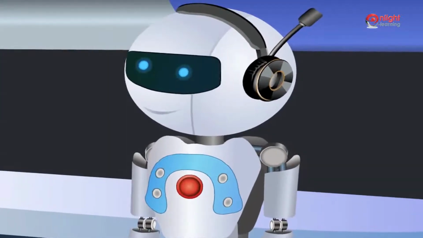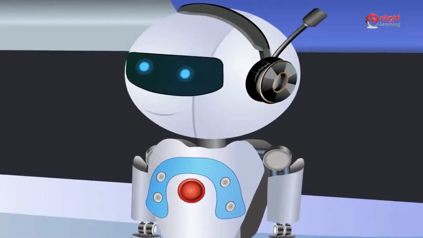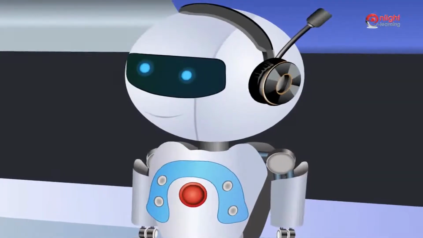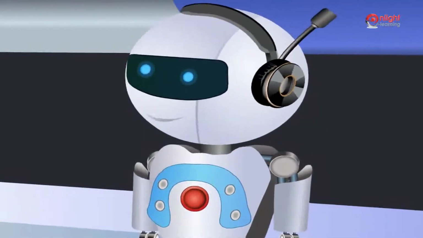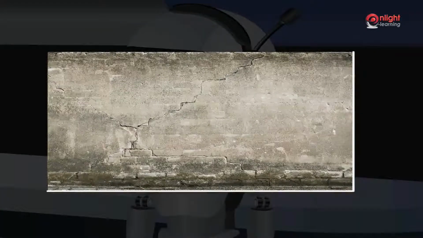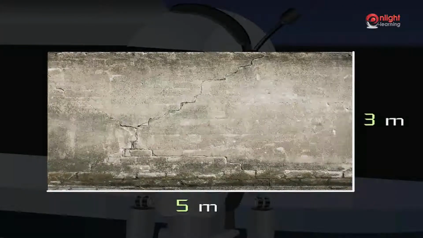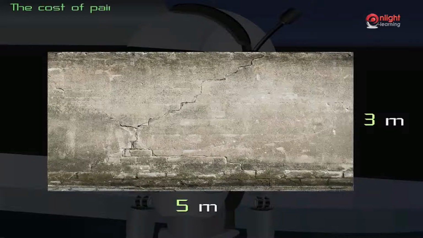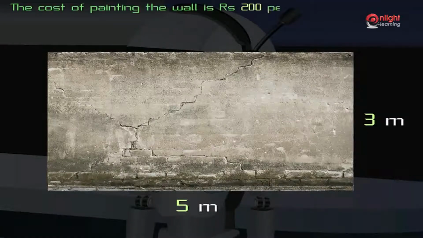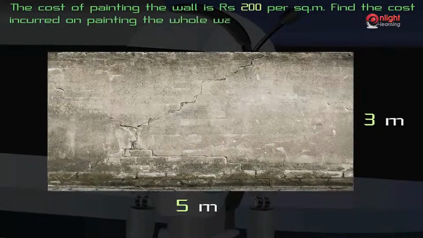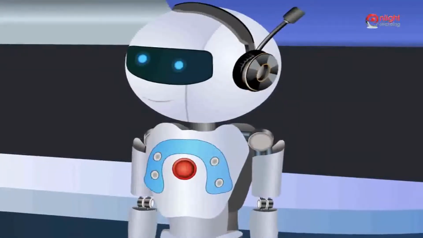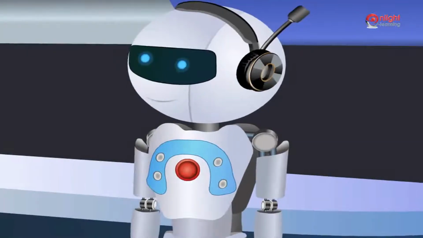In the following sections, we shall study on the applications of the areas of rectangle, square, and triangle in our daily lives. A rectangular wall is to be painted completely. The length and breadth of the wall is given as 5 meters and 3 meters respectively. If the cost of painting the wall is rupees 200 per square meter, find the cost incurred on painting the whole wall.